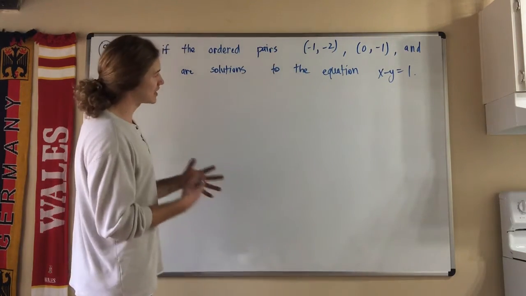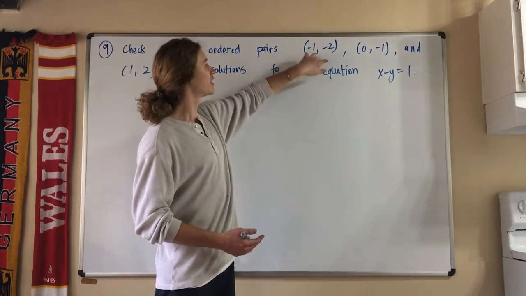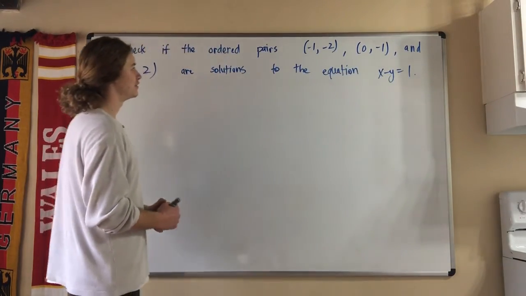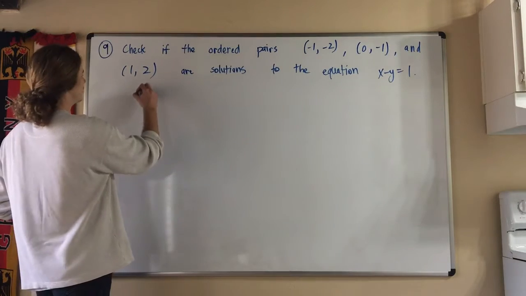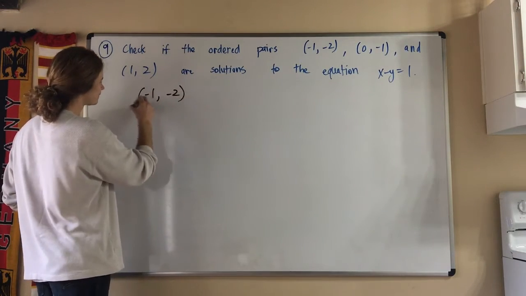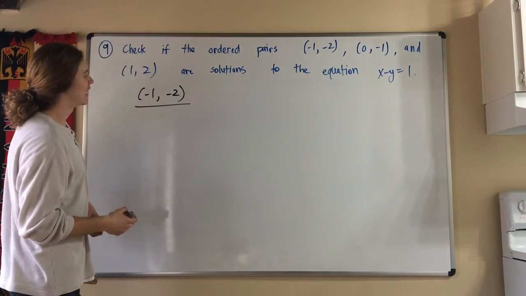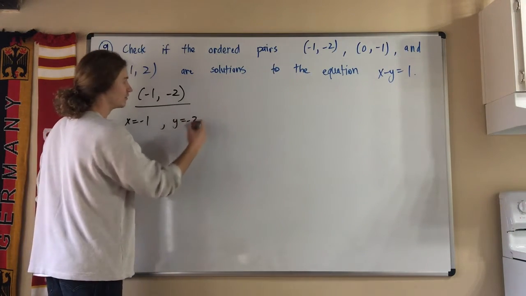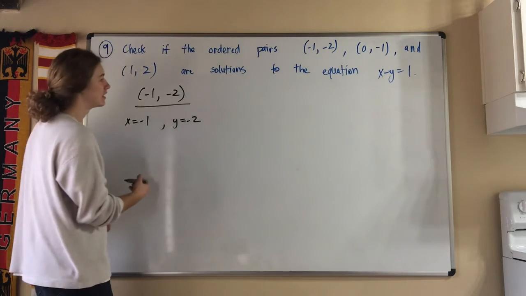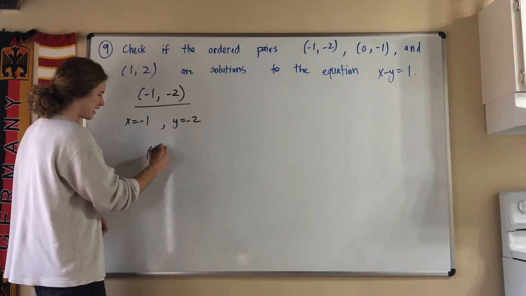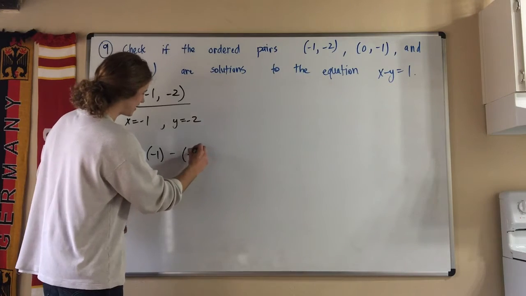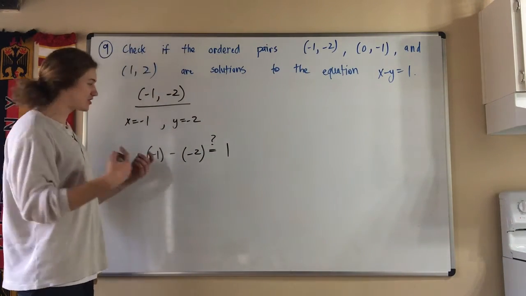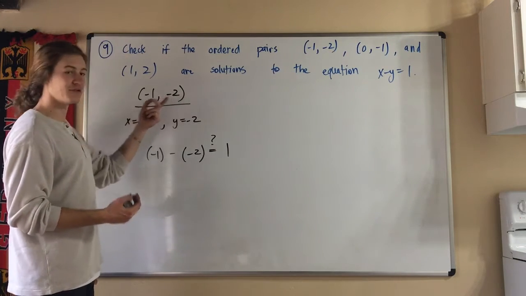So what we're going to do, step by step, is plug in the values for each ordered pair one at a time, and see if each ordered pair is a solution. So let's start with (-1, -2). Is it a solution? Well, that means x equals -1 and y equals -2. Let's plug that into x minus y equals 1. So x, -1, minus y, minus -2, does this equal 1? This is the question. And again, if the answer is yes, this means that (-1, -2) is a solution.